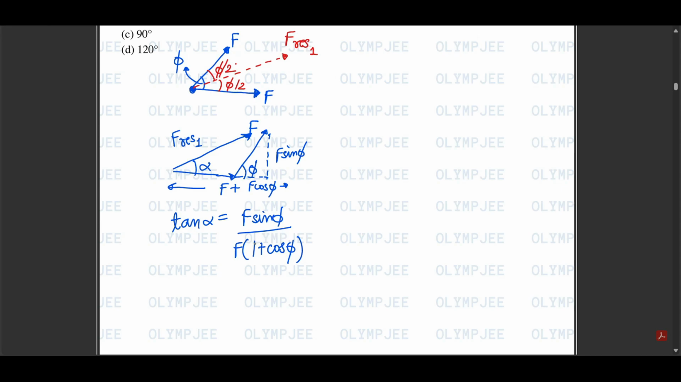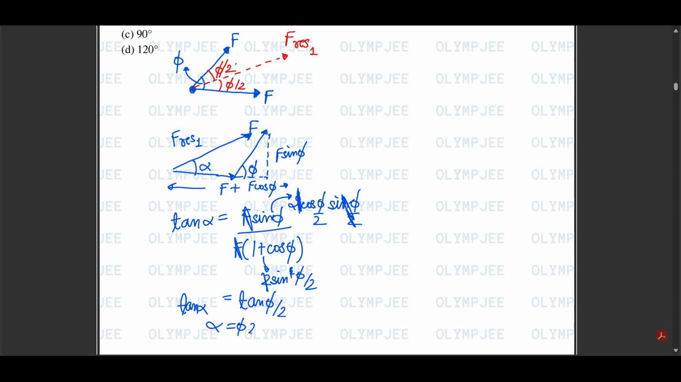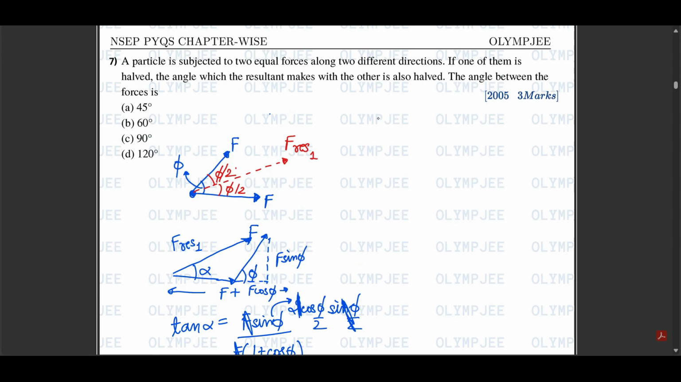And we know that this can be written as 2 sin square phi by 2, and this can be written as 2 cos phi by 2 sin phi by 2. So f and f will get cancelled and 2 and 2 will get cancelled, and sin will get cancelled. So tan alpha will become tan phi by 2. So alpha is phi by 2. Okay, and then it is saying that if one of them is halved, the angle which the resultant makes with the other is also halved.